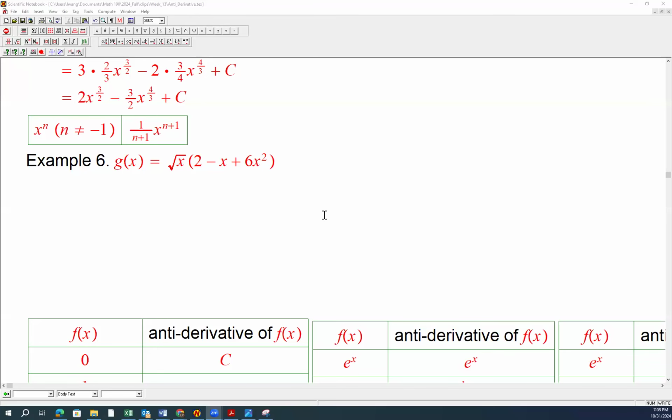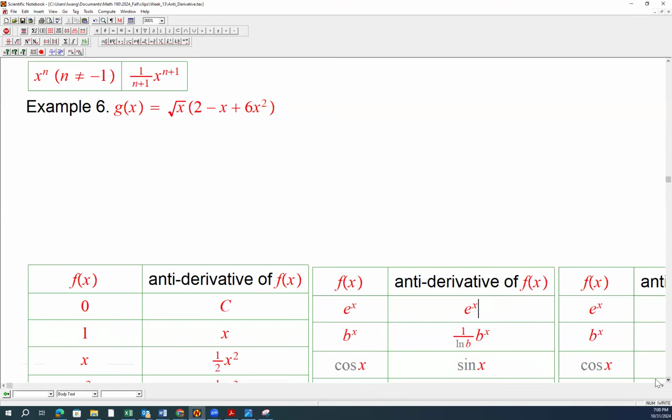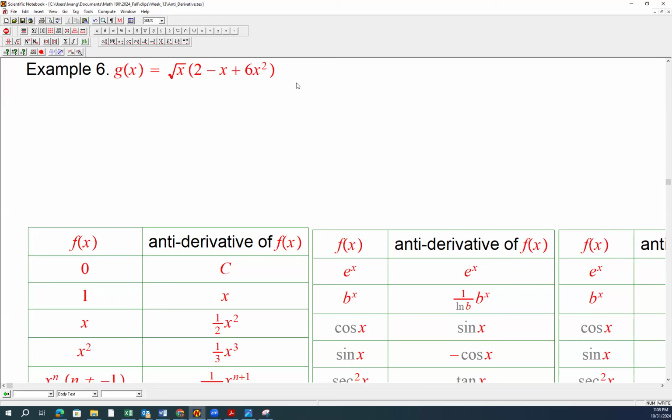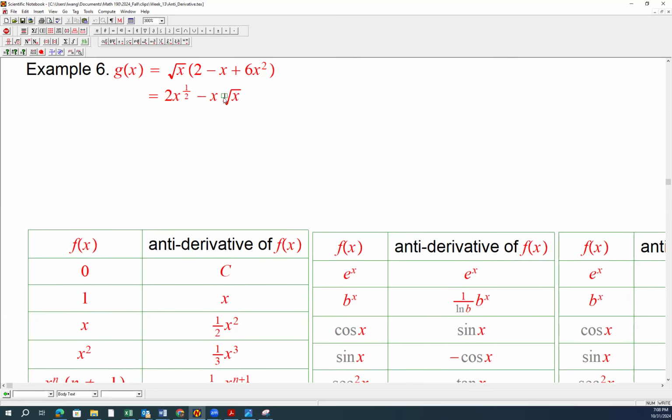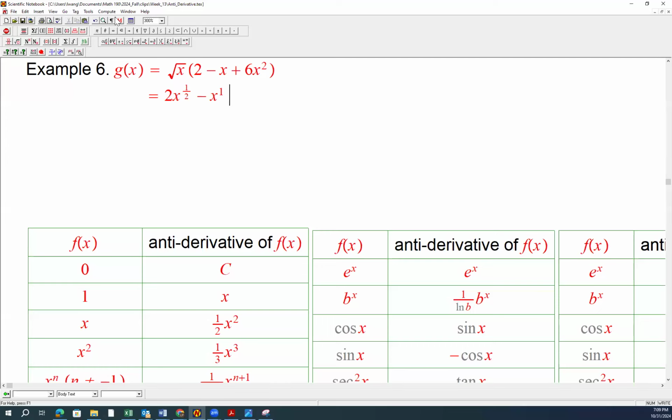All right, so let's look at example number 6. Once again, there's no product rule for antiderivative, so we have to convert g in the form of adding, subtracting. You can write it as 2 times x raised to power half, minus x times root x. You'd like to write it in power form, this is power 1, root x is x raised to power half.